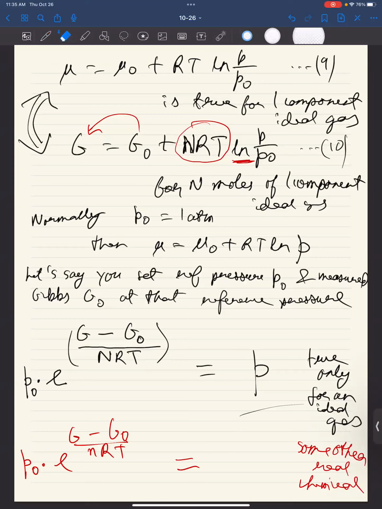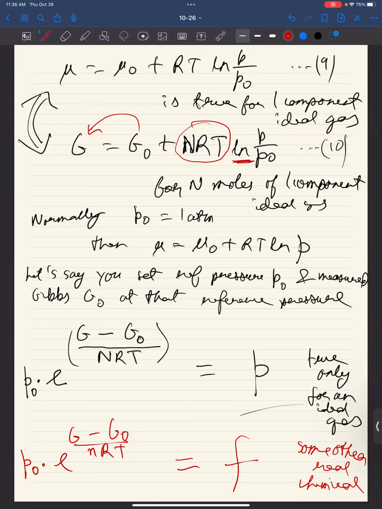Anjali, what do you think? If this thing was equal to pressure, what can we say about that system? It's ideal. But it's not ideal. So in reality, it won't be equal to pressure. So what would it be equal to? There comes our fugacity. F.